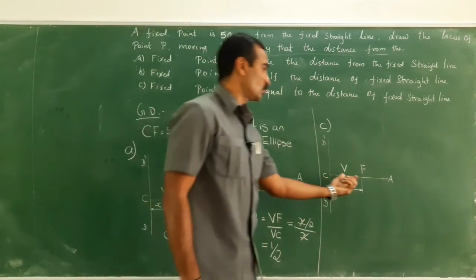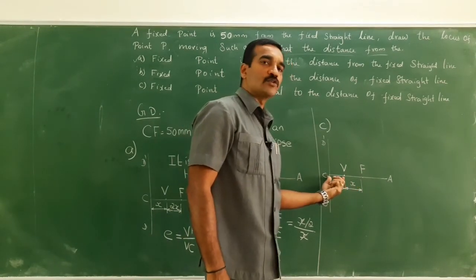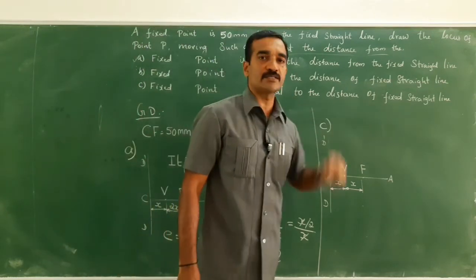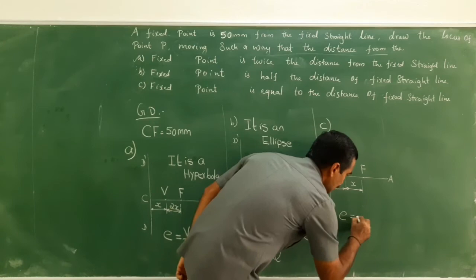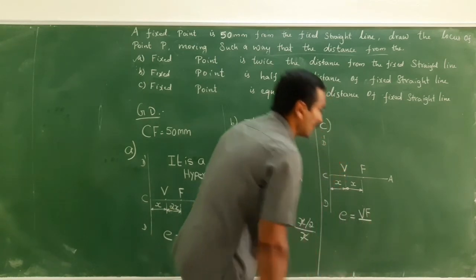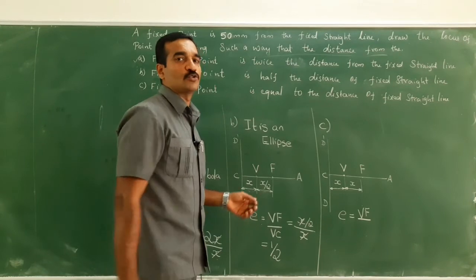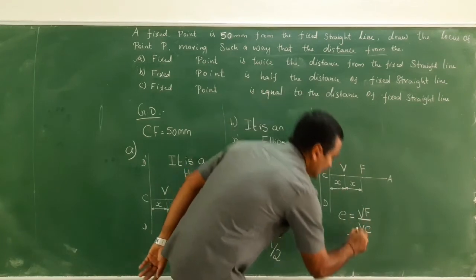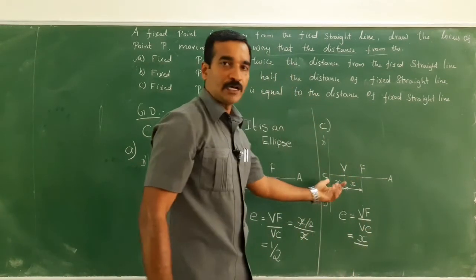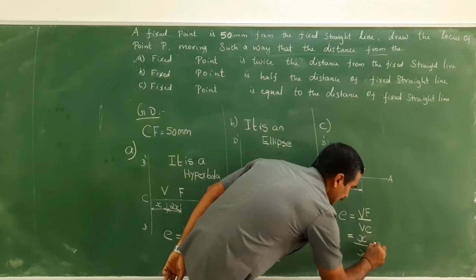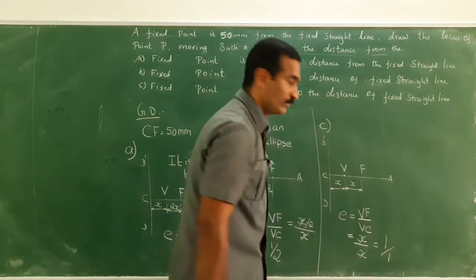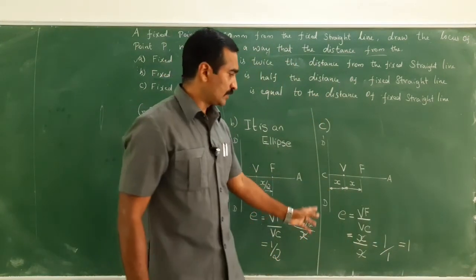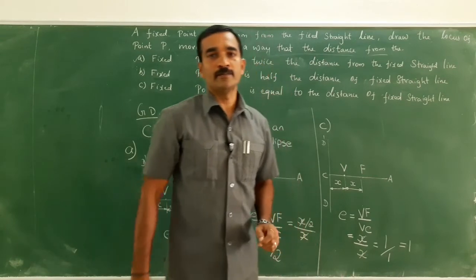Right? If this is 1 mm, then naturally this could also be 1 mm, because the distance to the fixed point is equal to the distance to the fixed straight line. What does eccentricity say? The ratio of the distance of the moving point from the focus to the distance of the moving point from the straight line, VC. VF is x, VC is also x. So x's get cancelled, 1 by 1, which is equal to 1. So this falls in the category E is equal to 1.